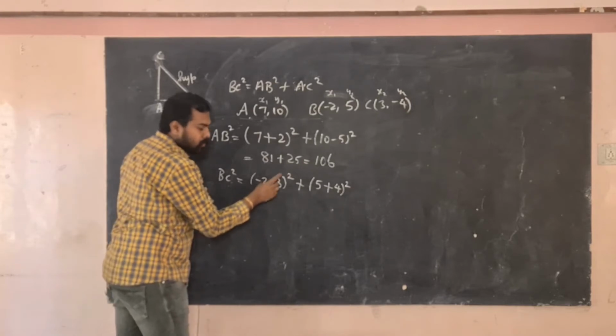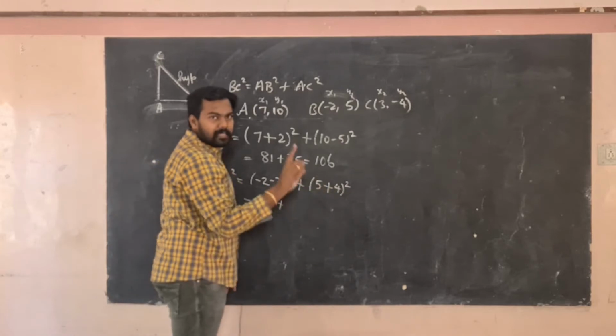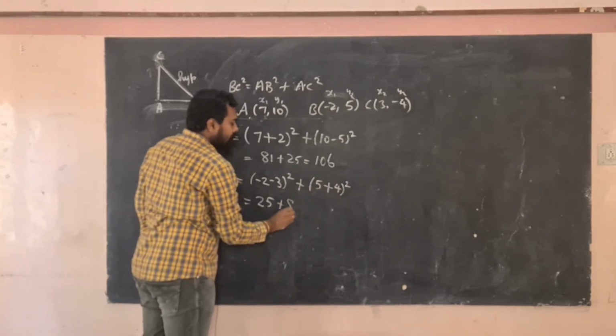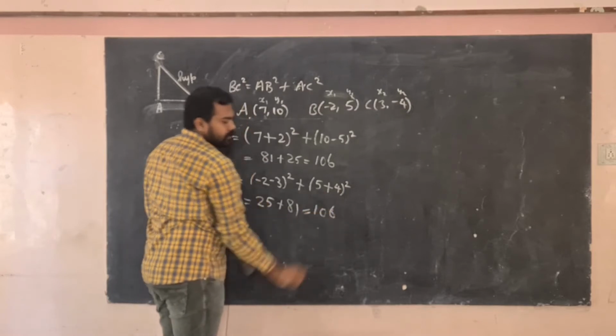Minus 5 the whole square is plus 25. Plus 5 plus 4 is 9. 9 square is 81. Again it will reach 106.